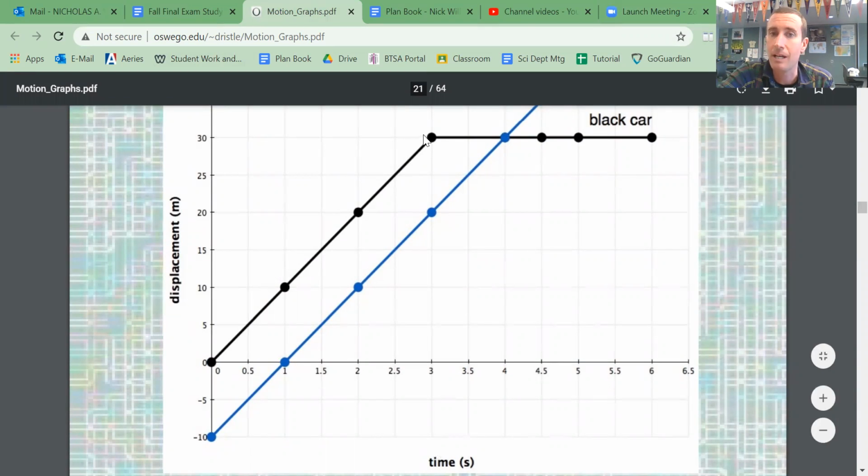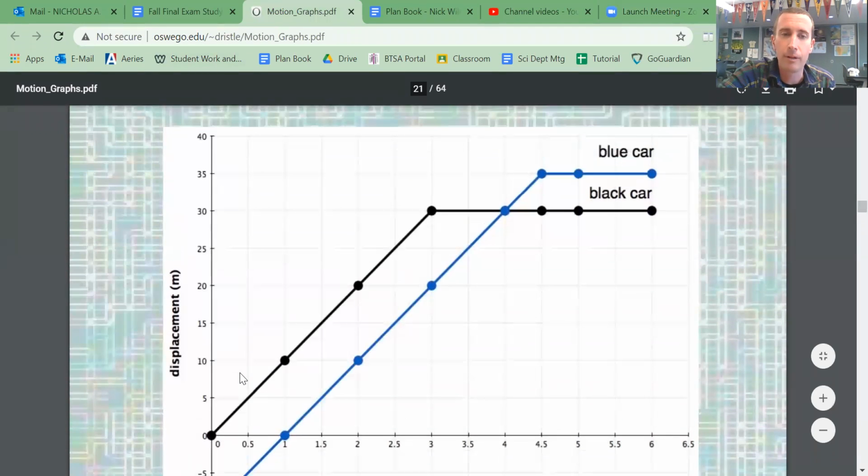So displacement would be how far they have gone. Time obviously is in seconds. So that's 1 second, 2 seconds, 3 seconds, 4 seconds, all the way up to 6.5 seconds. It's listed there. Displacement is in meters, and it looks like it goes from -10. So the blue car starts at -10. The black car starts at 0, and it goes up to 40 at the top, but nobody ever gets to 40 meters. Okay.